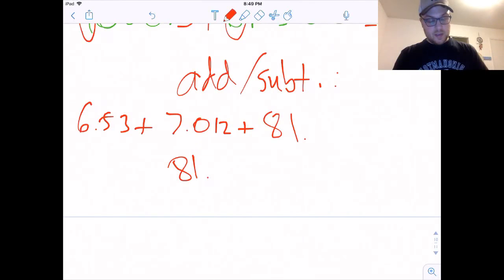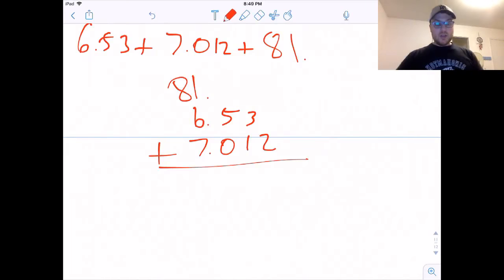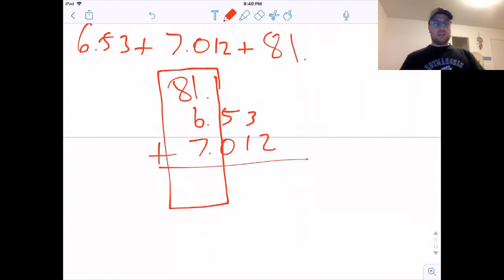So I do 81 plus 6.53 plus 7.012, and I get 94.542. Hopefully I added these up right. Okay, so I have to stop my answer at the ones place, because that's where they all line up. And I'm going to look here to see if I need to round that to 95 or keep it as 94. And since it is 94.5, the rounding rule is 5 or higher, go up, 4 or less, go down. I'm going to round my answer to 95.